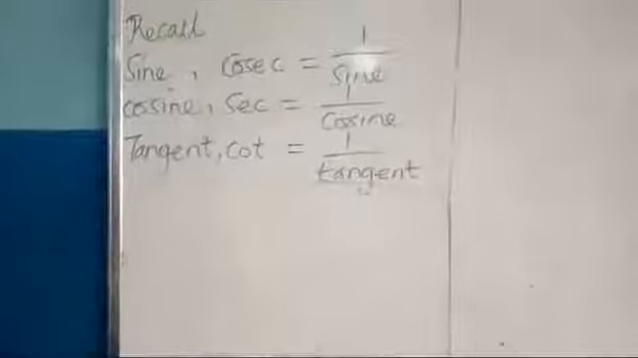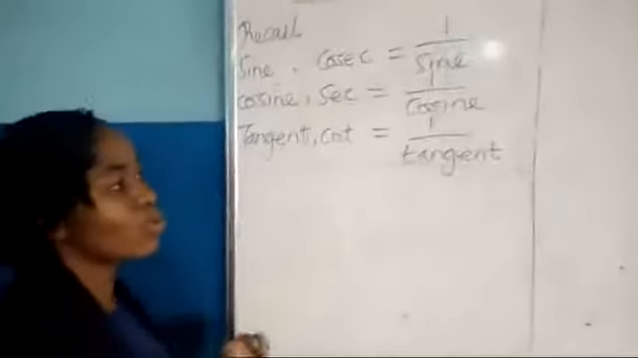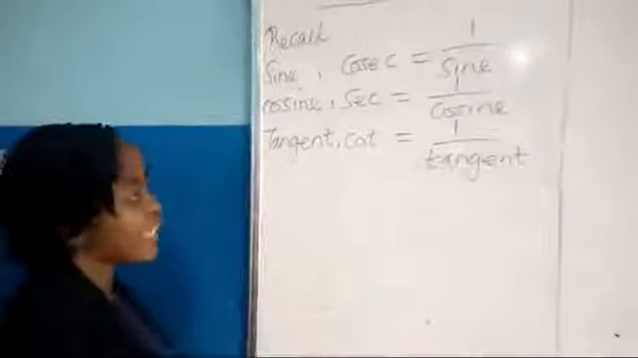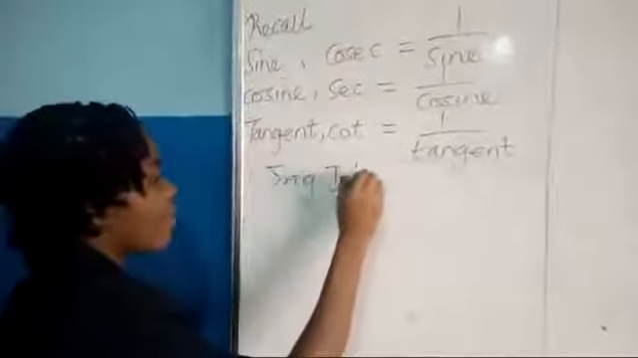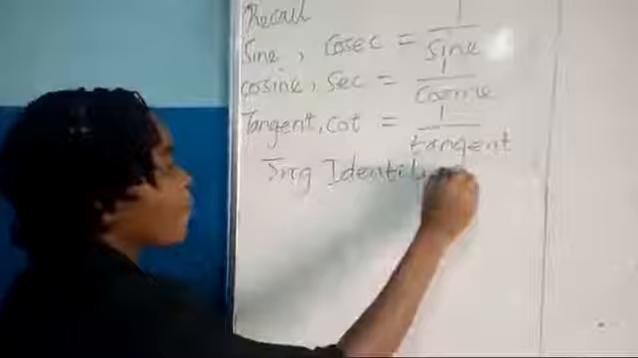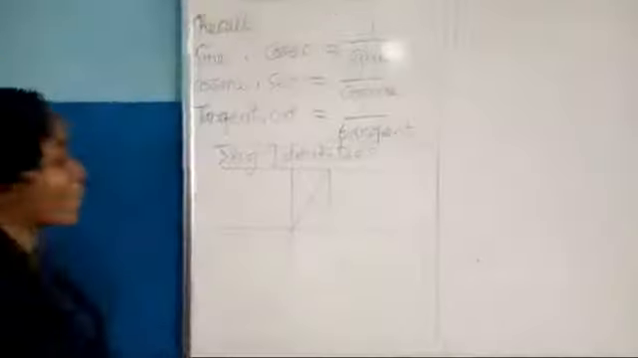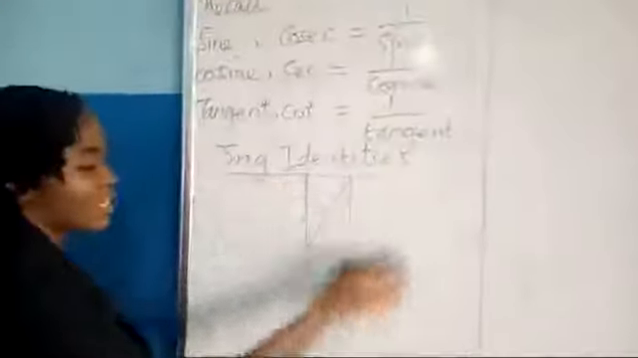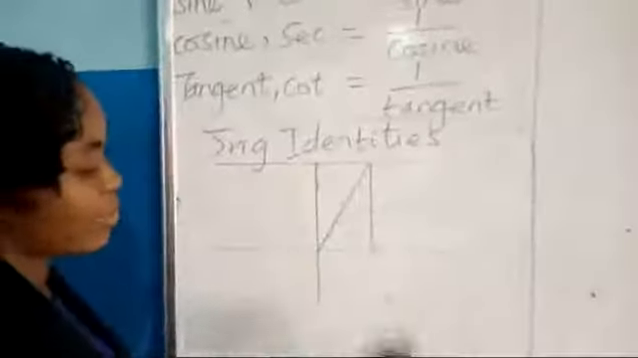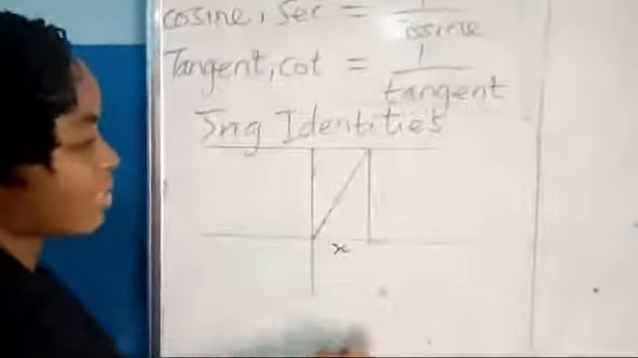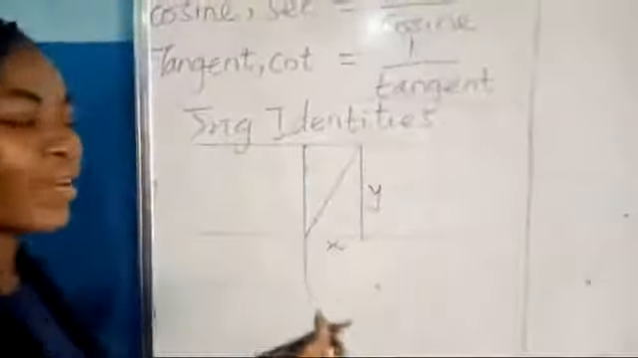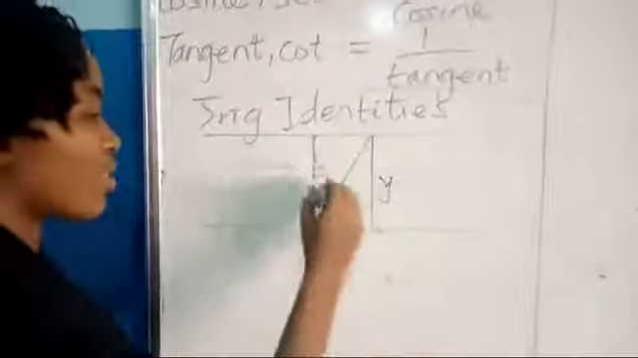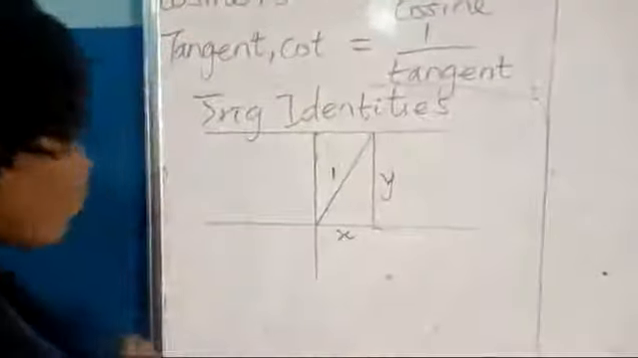So what we'll be doing now is to bring out the trig identities. Alright. Remember from last class, we were able to identify some things. We said that since this is the positive x-axis, we can say this is x. This is the positive y-axis, you can say this is y. And then our hypotenuse is a unit, so you can say it is 1.